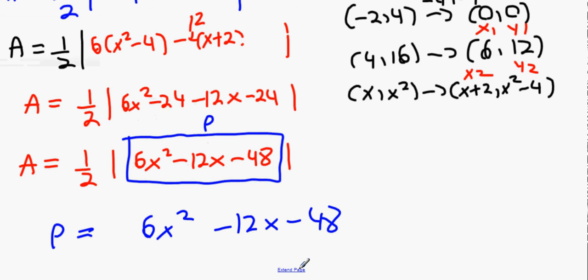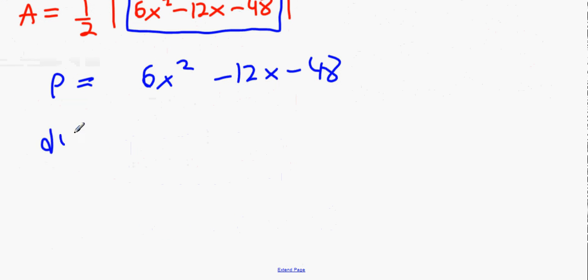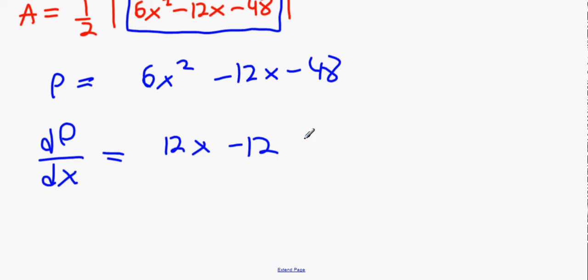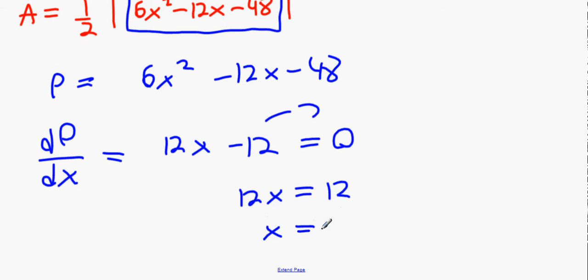So what we're going to get is dP/dx. Remember, this is the differentiable part, and when this differentiable part is a maximum, the area is also a maximum. So what we're going to get is 12x minus 12, and that will equal 0. Move 12 over, so we get 12x equals 12, and therefore x equals 1. So when this is a maximum, x equals 1.